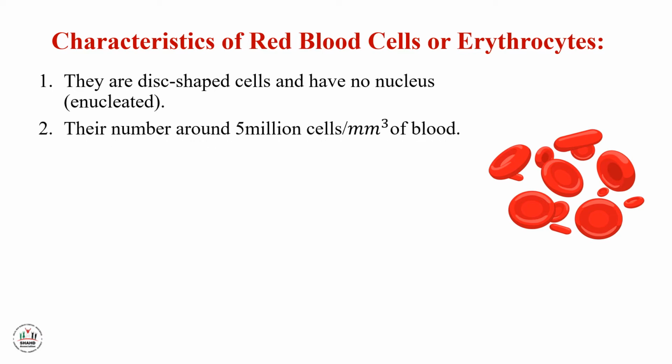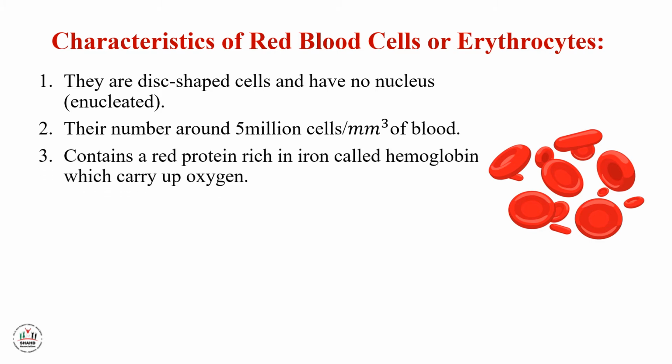Second, their number is around 5 million cells per cubic millimeter of blood. Third, they contain a red protein rich in iron called hemoglobin which carries oxygen.